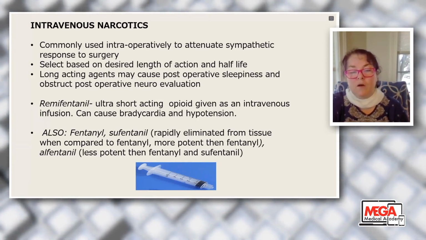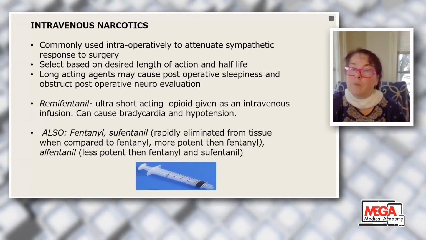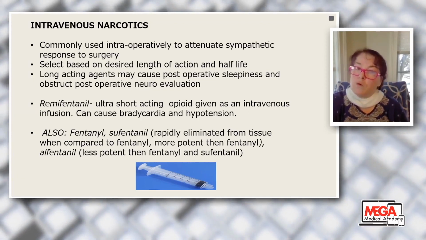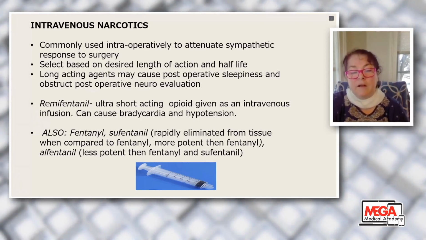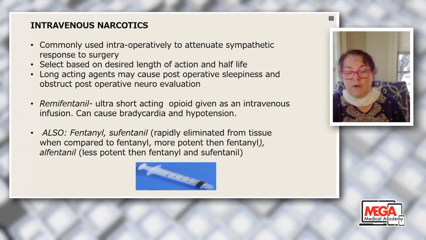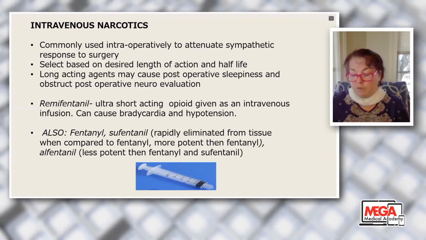Sufentanil, compared to fentanyl, is rapidly eliminated from the tissue, but it's more potent than fentanyl. Alfentanil is the least potent compared to fentanyl or sufentanil.